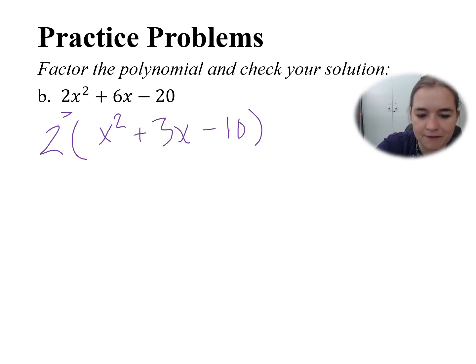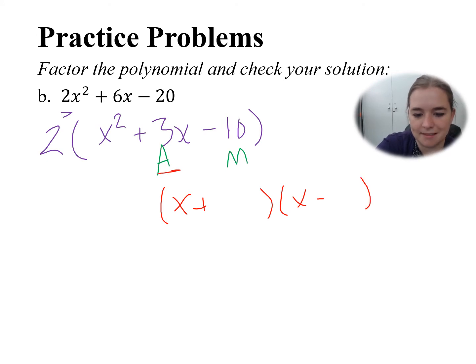And now I want to factor that inner piece. I want to have two factors that make negative 10 and add up to a positive 3. Well, that negative 10 tells me that in my factored form, I'm going to have one positive and I'm going to have one negative.